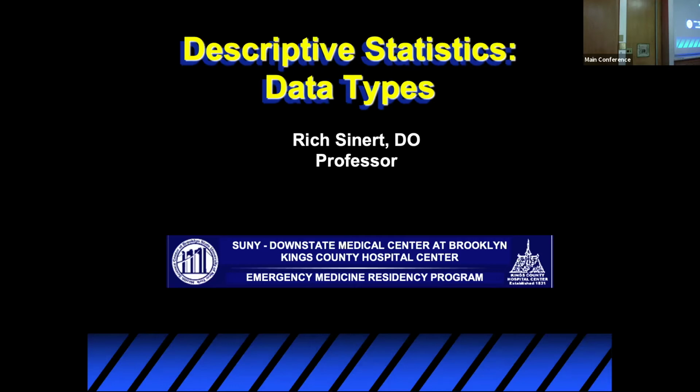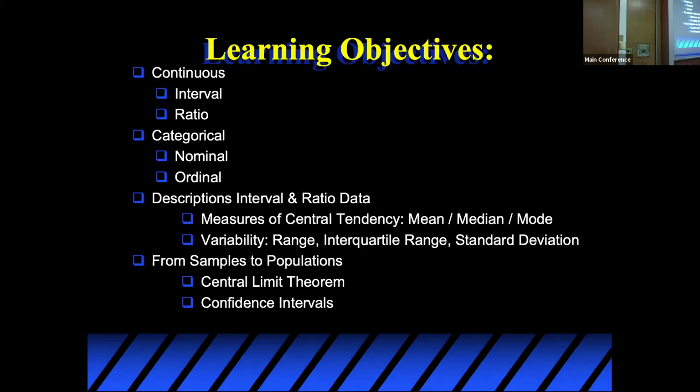Don't go any further. They've used the wrong data type, and they've used the wrong summary of the data type, the central tendency and the variability for the wrong type of data. Throw the paper out. Don't even bother going through anything else. So that's what we're going to talk about today. There are two types of data, continuous and categorical. So we're going to discuss the two subtypes of data. Then I'm going to talk about how to describe interval and ratio data using central tendency and variability. And finally, we're going to talk about how samples get to populations.